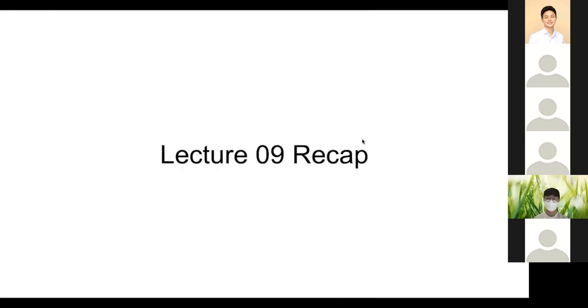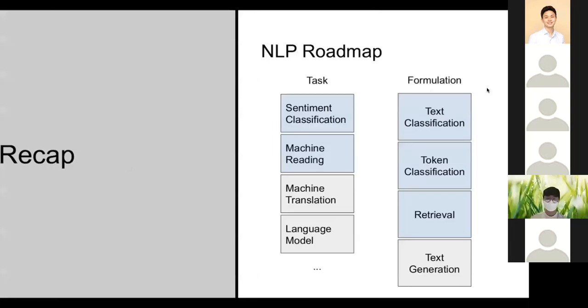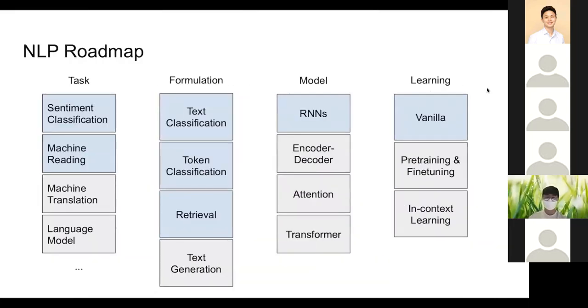All right, let's begin with the Lecture 9 recap. So we began last class with the outline of our roadmap this semester. It's been about 6 weeks and we covered a lot, relatively. We now know how to do text classification and token classification and also retrieval. And now we're moving to text generation.